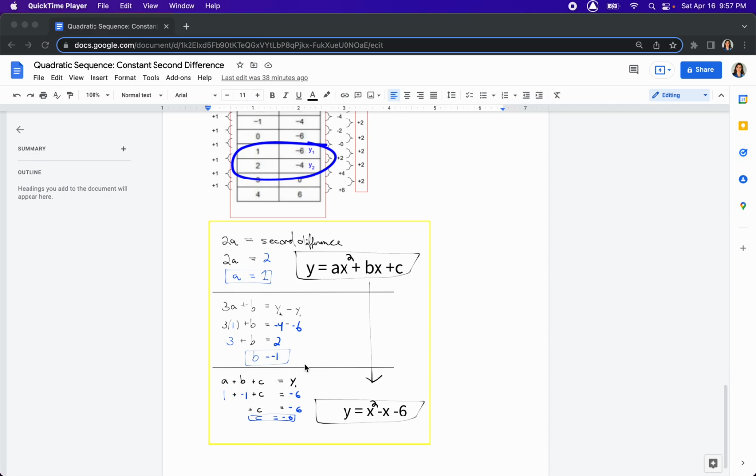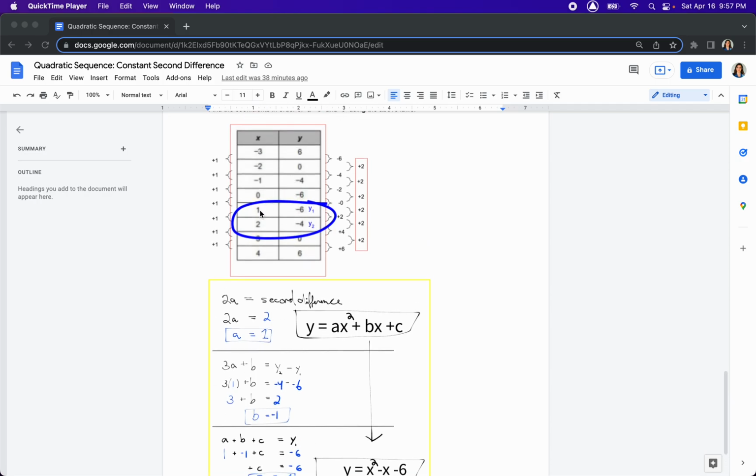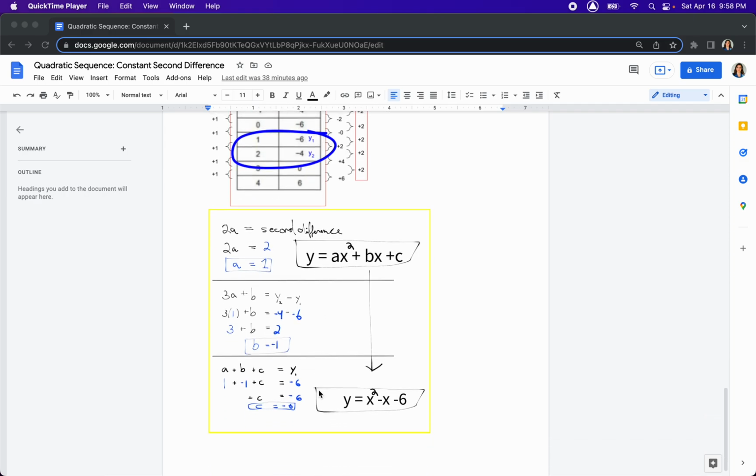Now I know a and b, and I can get c by itself in our last law. a plus b plus c equals y1. I plug in for a, which is 1, and I plug in for b, which is negative 1. And 1 plus negative 1 will cancel, so I get c all by itself. c equals y1, and in this case, x equals 1. I go to my table, right across from it is negative 6, as said before. So c just equals negative 6.